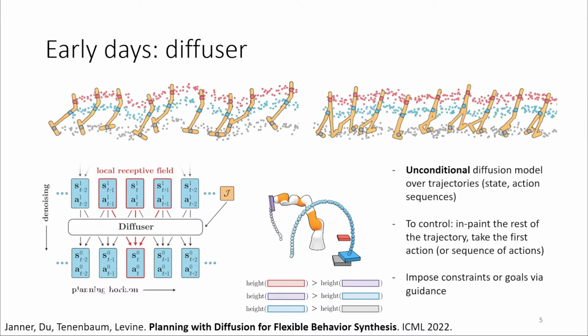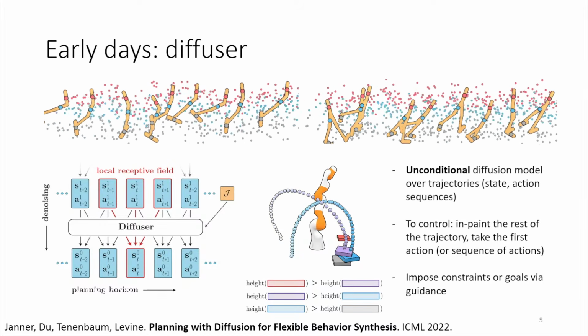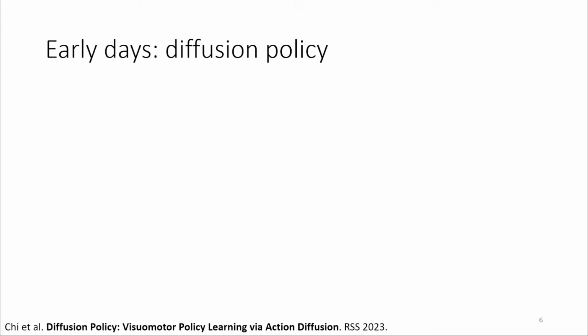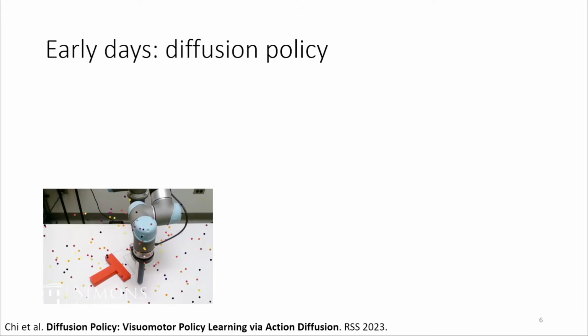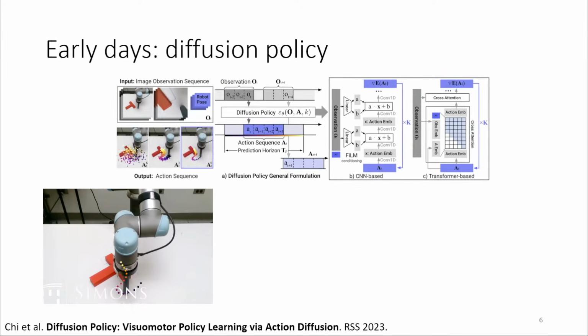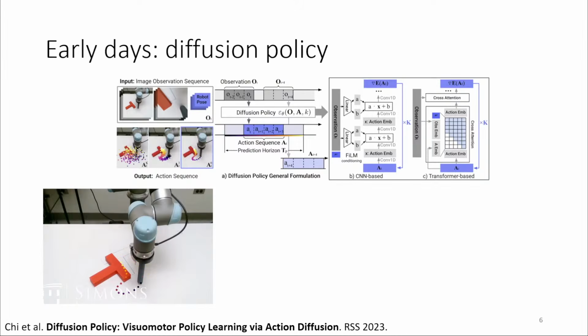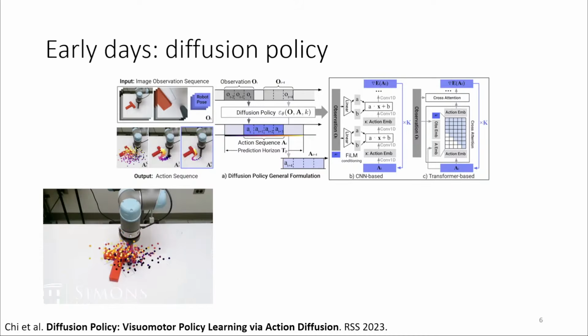This is not the method that ended up being the most popular for control. The most popular method is actually a lot simpler, and it came about a year later by Chi et al., called diffusion policy. And that's the video that I showed before. Here, this is the diagram from the paper, but I think it makes this seem more complicated than it really is. The beauty of this method is that it is much simpler and easier to use than the trajectory level unconditional diffusion. It's basically a conditional model over actions given observations.